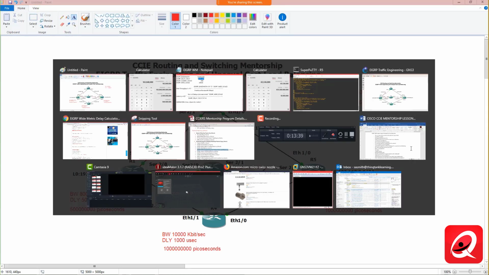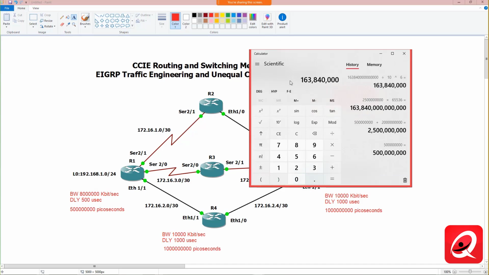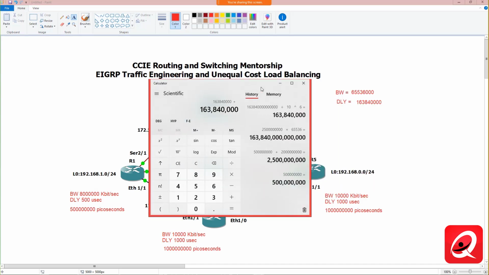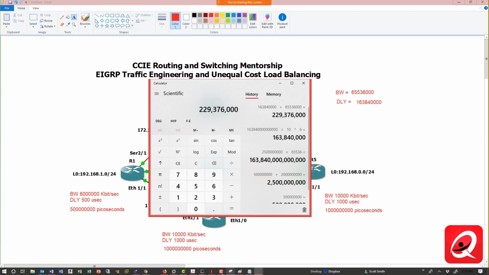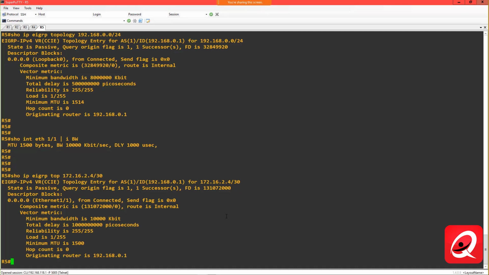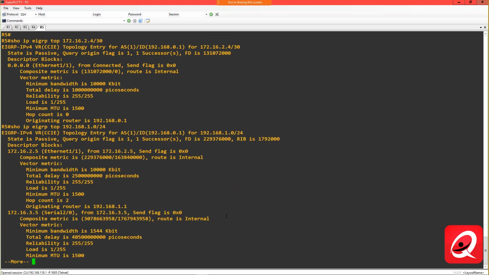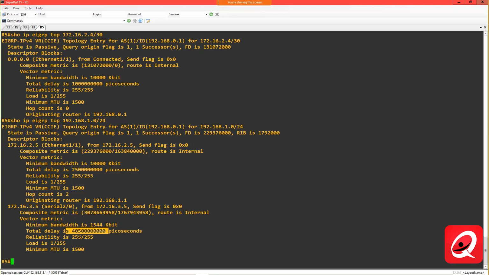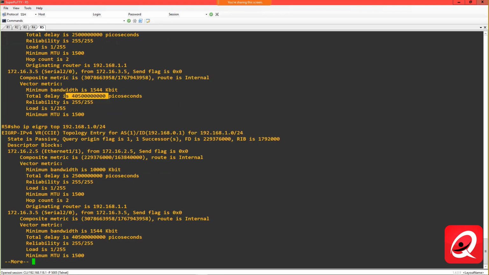Now I should be able to add those numbers together, plus 65,536,000, and that becomes our overall path metric. Let's make sure that I did that correctly. Show ip eigrp topology 192.168.1.0/24, and I did not. So let's make sure I added up the numbers correctly. We also want to make sure that the numbers are being received correctly as well.